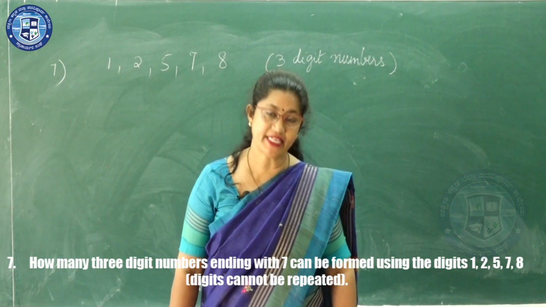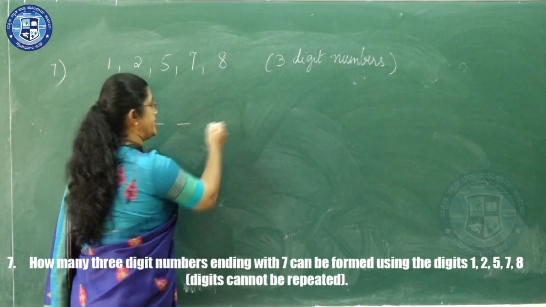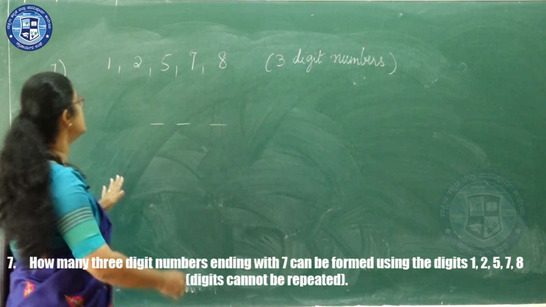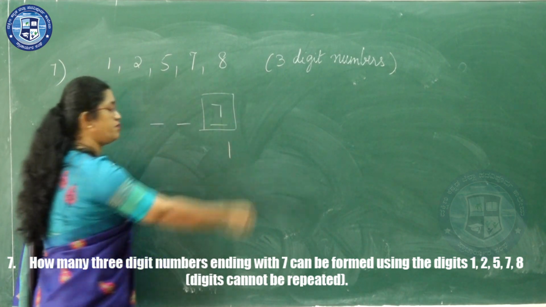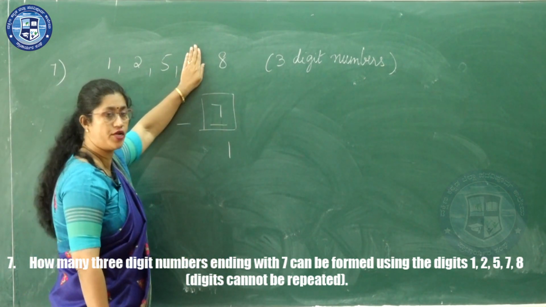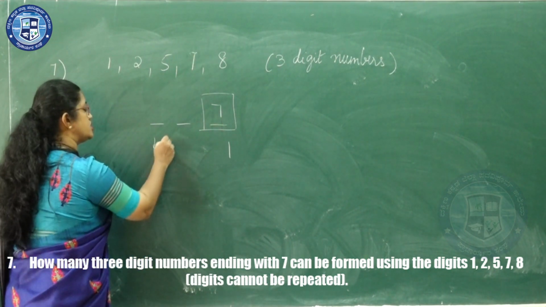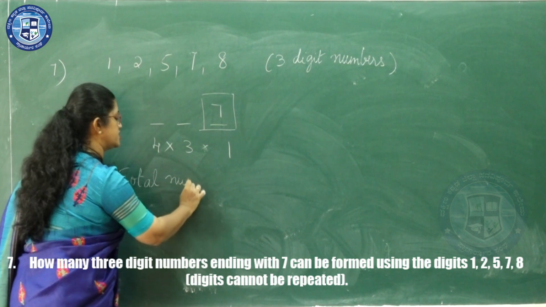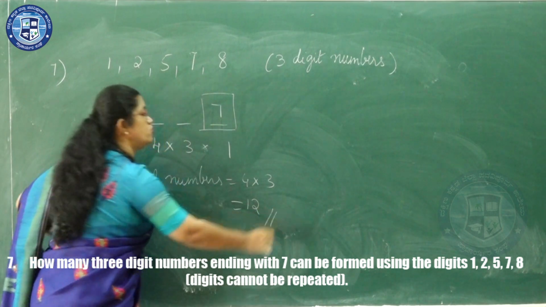Question 7. How many 3-digit numbers ending with 7 can be formed using the digits 1, 2, 5, 7 and 8, and digits cannot be repeated? So I have to form 3-digit numbers. What is the restriction? The number should end with 7. So this number is fixed here. This has to be filled with 7 and this can be done in only one way. Since the digits cannot be repeated, 7 is gone and I am left with 4 numbers. So this one has 4 choices and this one has 3 choices, and therefore the total numbers is 4 into 3, which is equal to 12.